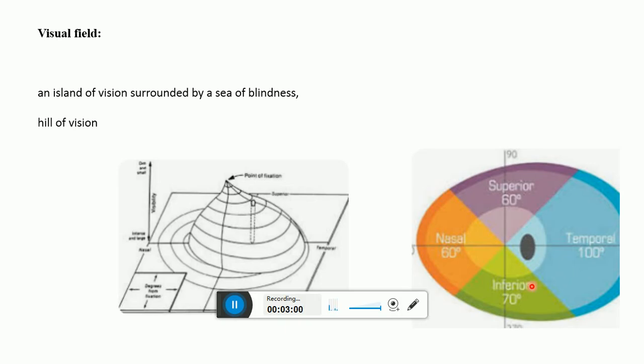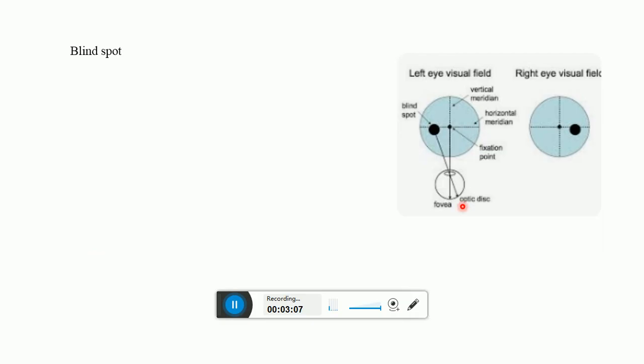Mariotte was the first one to report the physiological blind spot corresponding to the location of the optic disc. So this is the blind spot. It corresponds to the location of the optic disc. This is the optic disc, and here you can see the blind spot. The blind spot is located 10 to 20 degrees temporal to the point of fixation.